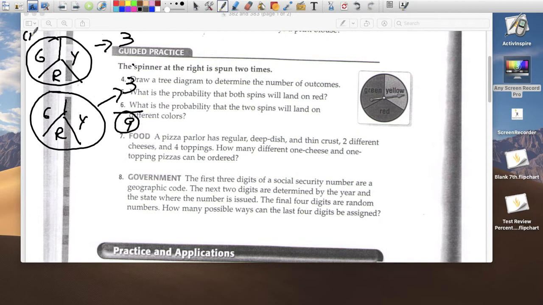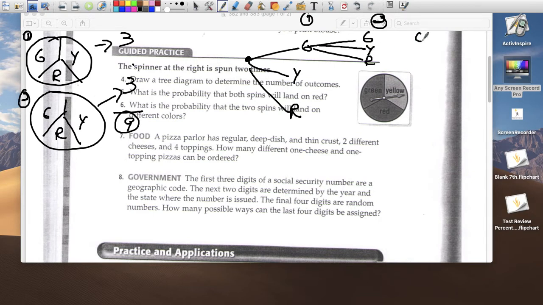So imagine this is spinner 1 and this is spinner 2. We want to draw a tree diagram. If I spin the first spinner, I can land on green, yellow, or red, right? So that's my first spinner. After I spin my first spinner, and I write a 1 over here, now I gotta spin my second spinner. With the green that I got on my first one, I can also get a second green, a yellow, or a red. So I can get green and green, green and yellow, and green and red.